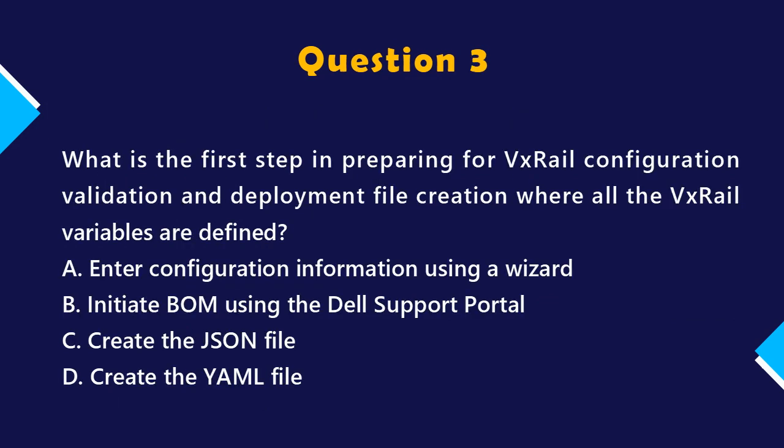Question 3. What is the first step in preparing for VxRail configuration validation and deployment file creation where all the VxRail variables are defined? A. Enter configuration information using a wizard. B. Initiate BOM using the Dell support portal. C. Create the JSON file. D. Create the YAML file.